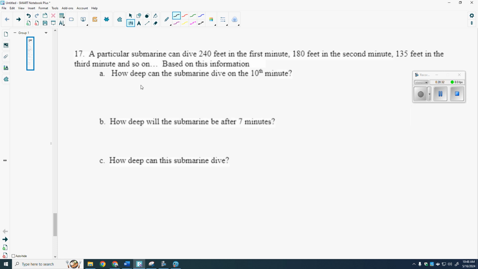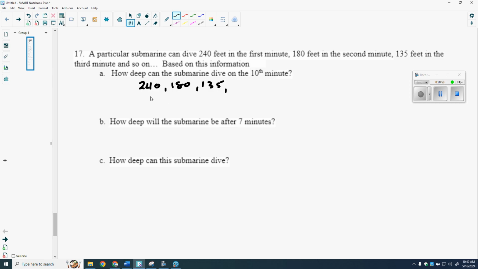First minute, the submarine can dive 240 feet. Second minute, they can dive 180 feet. Third minute, 135 feet, and so on. Why are they diving less each time? Whatever, pressure, etc. So they can't dive as fast every minute as they get deeper.